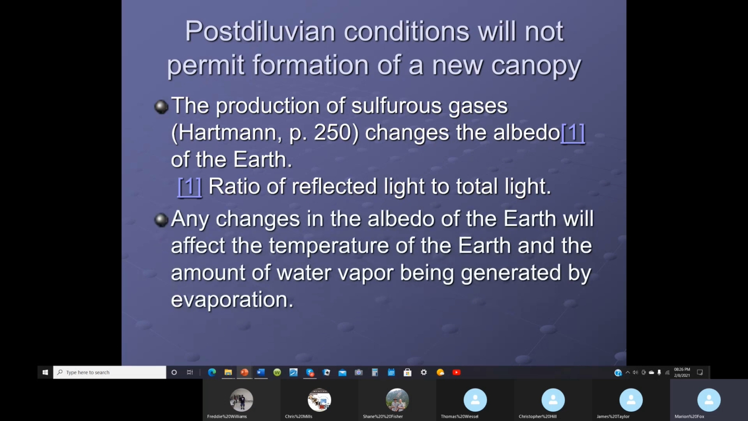Any changes in the albedo of the Earth will affect the temperature of the Earth. If you reflect more light back out into space, it cools off. If you don't reflect as much back out into space, it warms up. So the temperature of the Earth will be affected by the albedo as well. This is a complex system, very complex. Any changes in the albedo of the Earth will affect the temperature of the Earth and the amount of water vapor being generated by the evaporation. If you cool it off, you don't generate as much. Okay.